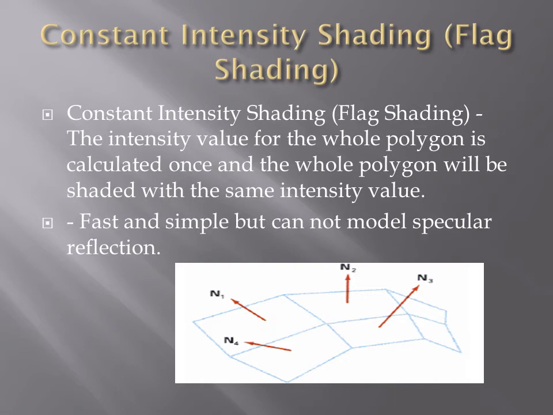The intensity for all the surfaces of the polygon is calculated at once, and that value is used to display the whole polygon with the same intensity. So this method is fast and simple but cannot model specular reflection. Using this method, we determine a single intensity for the entire polygon. Then that intensity is used to display all the points over the entire surface.